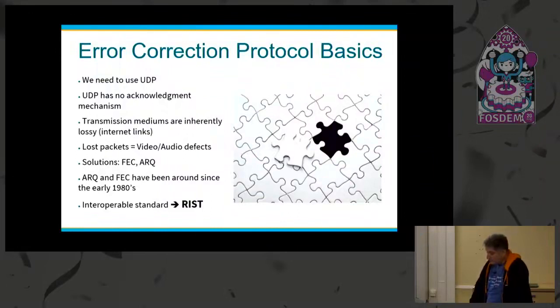There are several possible ways in which we can overcome this, right? We can add redundant data in the packets themselves to rebuild the dropped packets. This is called forward error correction. Or we can add two-way communications.